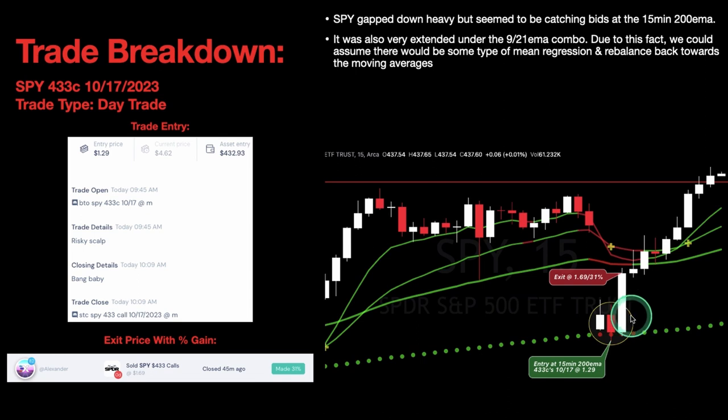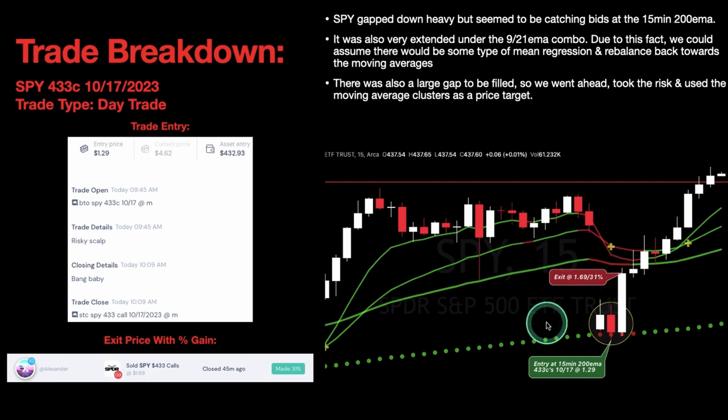So this is a counter trend way to use moving averages. If you're buying below your 9 and 21 combo, if it gets extended below enough, and you have 200 EMA support like this, there's a good chance it'll try to bounce off the 200 EMA, which is your longer term support, and head back to your shorter term moving averages for a back test if it's trending below. Another thing about this, there was a large gap to be filled, so we went ahead and took the risk and used the moving average clusters as a price target. Simple as that. You got a big gap, it's likely gonna get filled.